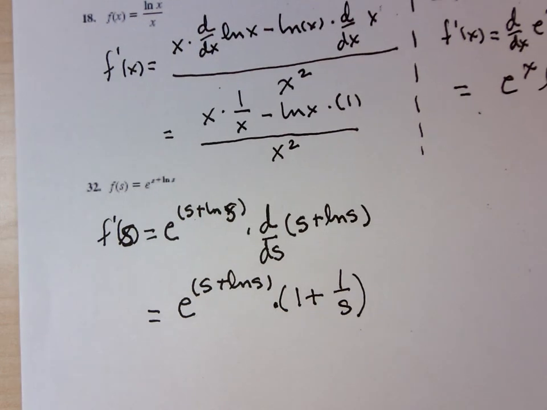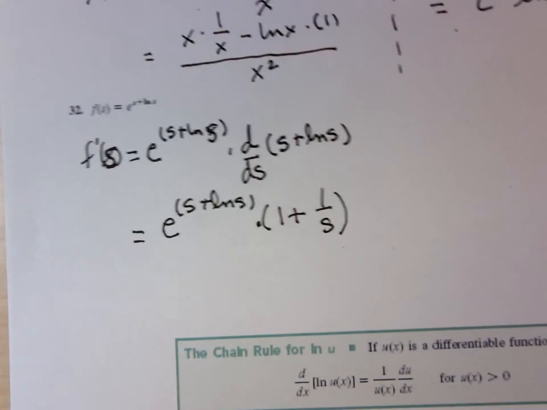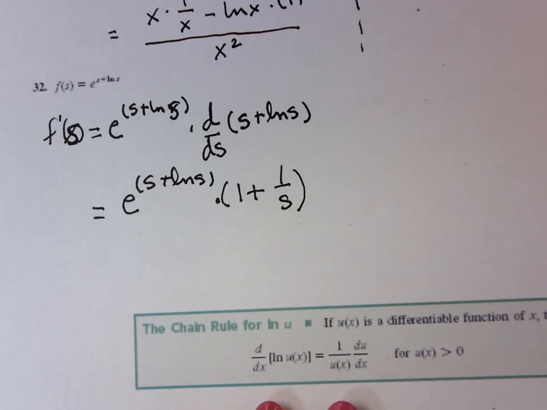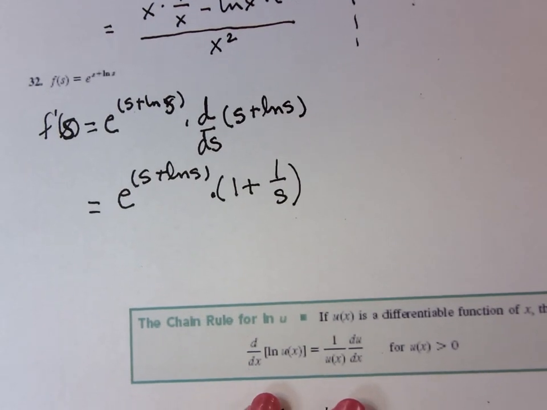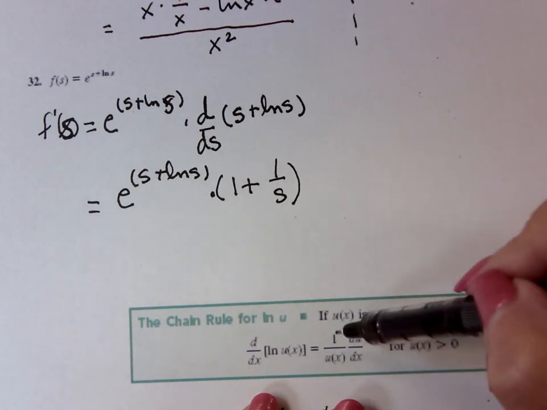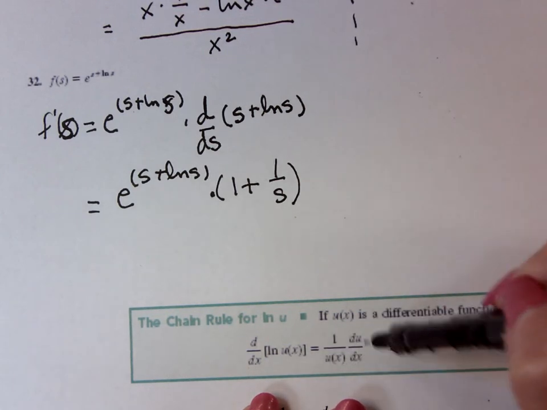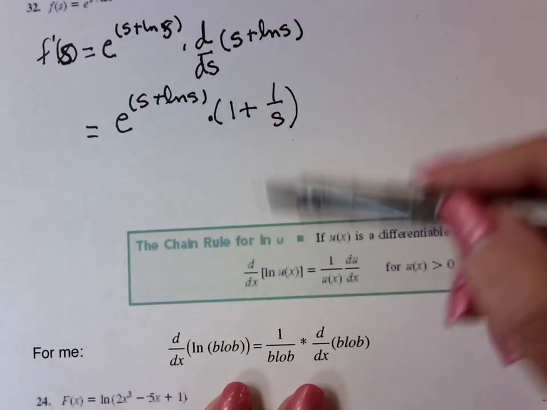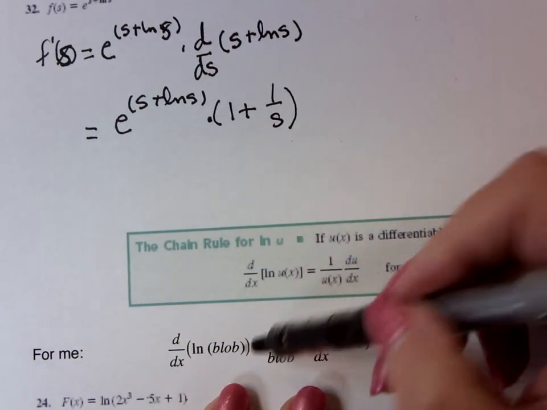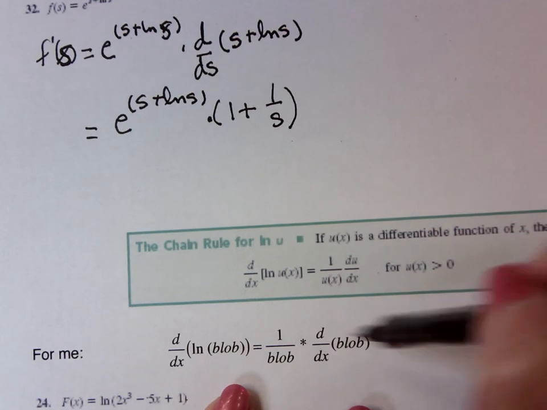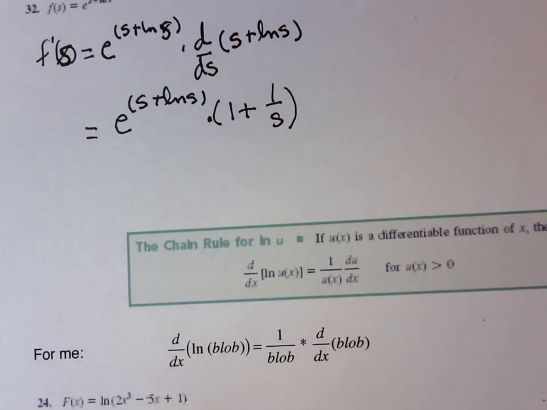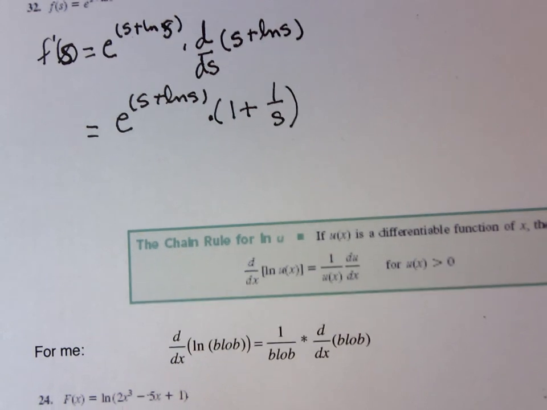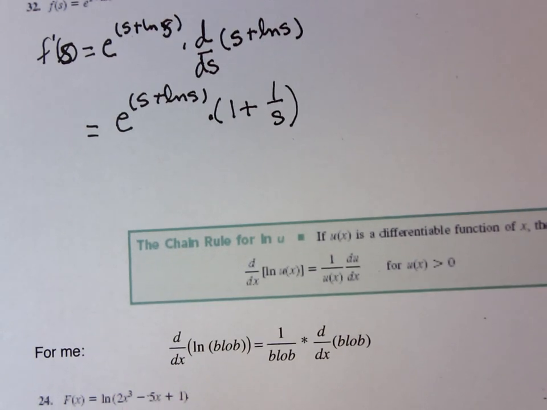So here we go. The derivative of the natural log of u of x is, this is chain rule, 1 over u of x times du dx. Or, in my world, the derivative of the natural log of the blob is 1 over the blob times the derivative of the blob. Derivative of e to the blob is e to the blob times the derivative of the blob. The derivative of the natural log of the blob is 1 over the blob times the derivative of the blob.